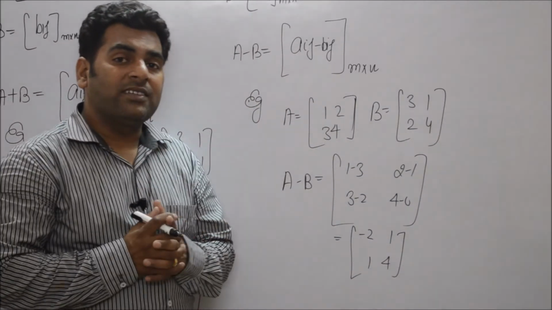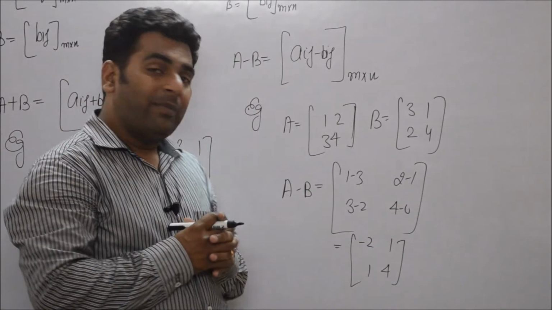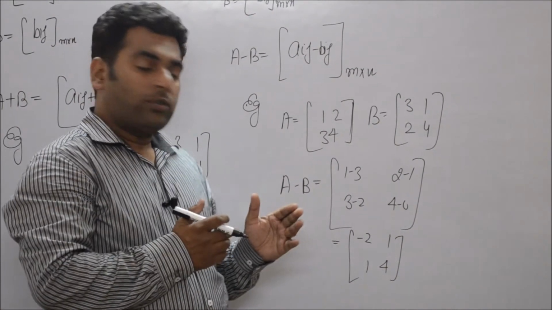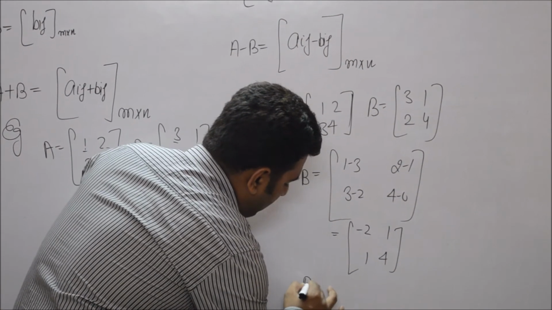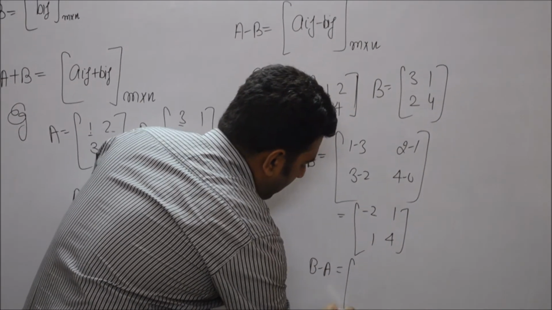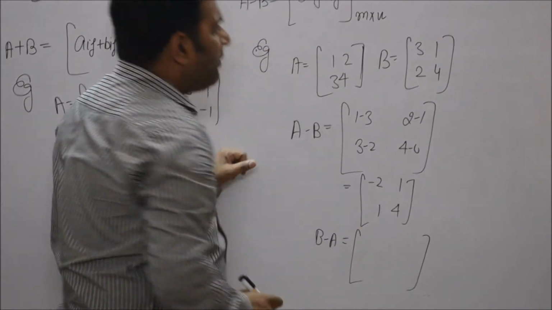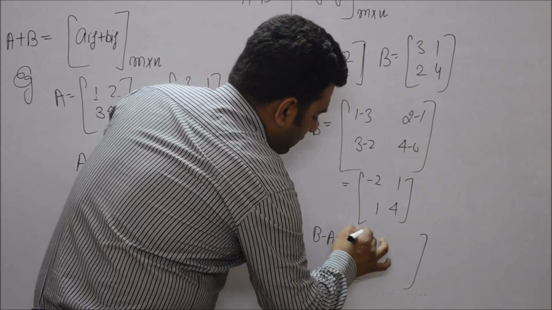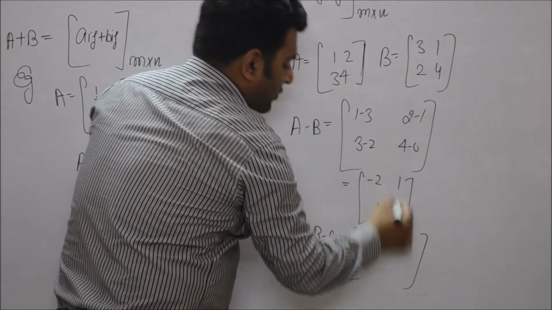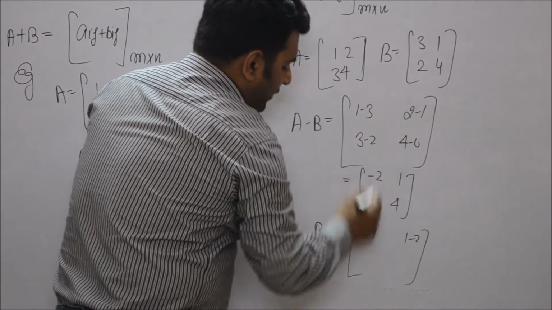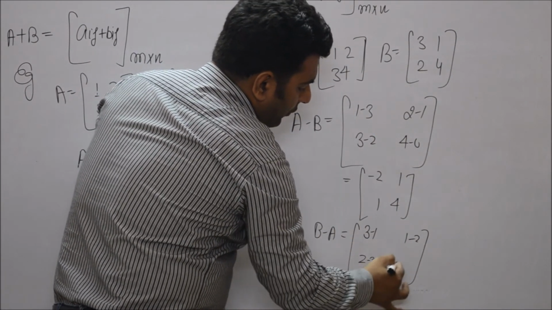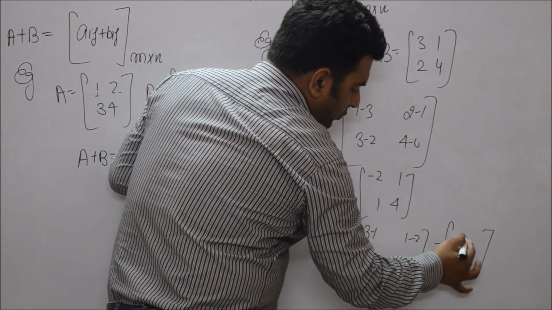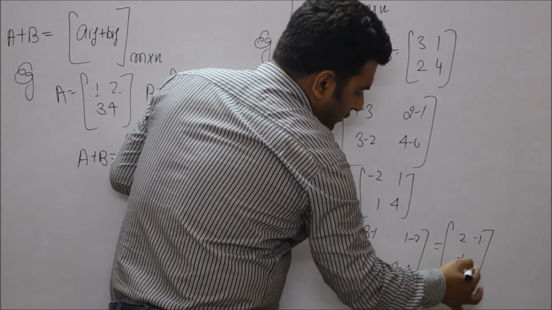Now the question arises, if I find B minus A as well, will it be equal to A minus B or not? So I am trying to find B minus A and will check whether A minus B equals B minus A. If I find B minus A, then of course 3 minus 1, 1 minus 2, 2 minus 3 and 4 minus 4. If you simplify it, then it will give you 2, minus 1, minus 1 and 0.